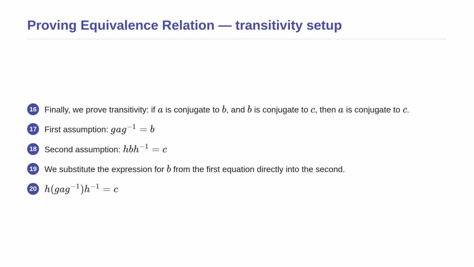To bridge the gap between A and C, we simply substitute the expression for B from our first equation directly into the second equation. This gives us a new, longer equation that we now need to simplify in the next step.